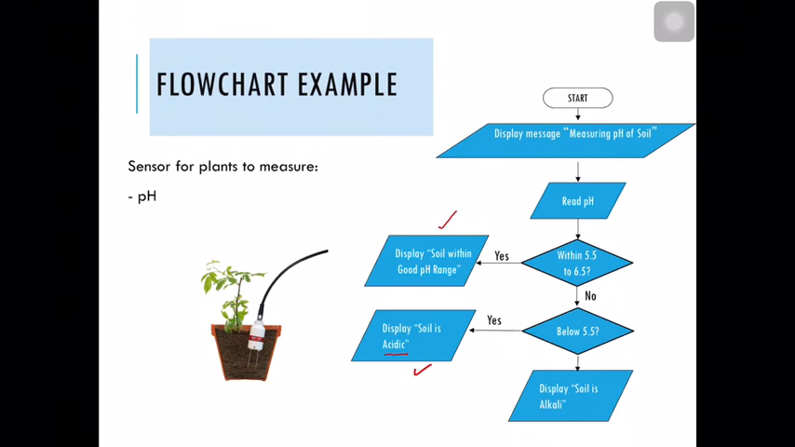And if it is not below 5.5, that means it is higher than 6.5, then the soil is too alkaline. So the user will also know that they have to do something to the plant or to the soil in order to neutralize it. So basically, making the flowchart is very simple. So this is a very simple example to help you understand which blocks to use and which items to put into your flowchart. Okay, thank you.